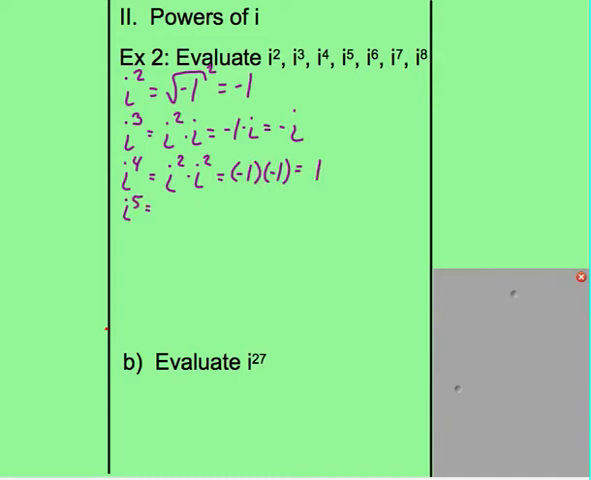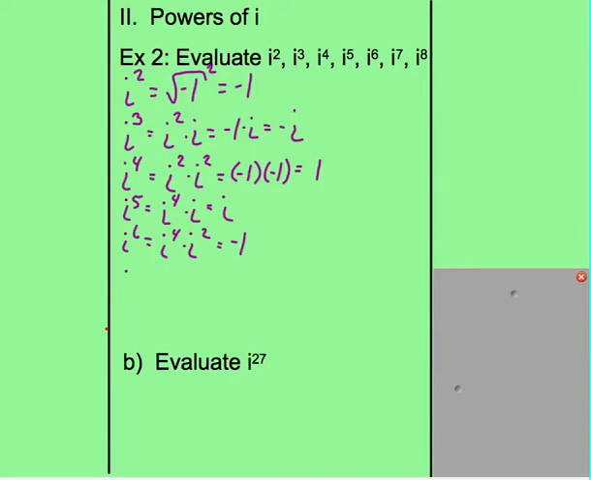i to the fifth can be rewritten as i to the fourth times i. i to the fourth is 1, so i to the fifth is just i. Hopefully we're noticing a pattern at this point. i to the sixth is i to the fourth times i squared. i to the fourth is 1, and i squared is -1, so i to the sixth is -1.